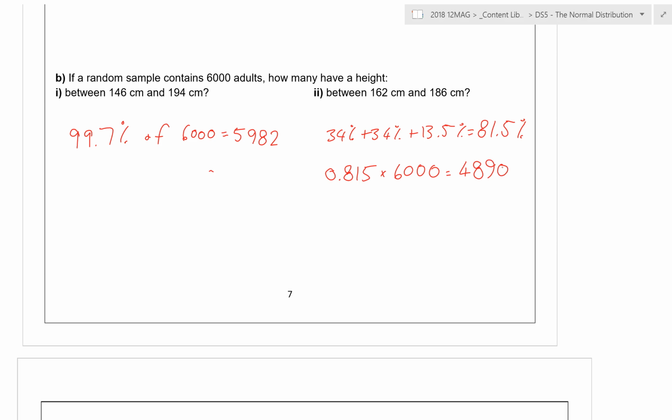Yep, there we go. So that's how we apply the normal distribution to questions like this, to either work out the percentage of people within a band, or to work out how many of a given sample are going to fall within a certain range of scores.